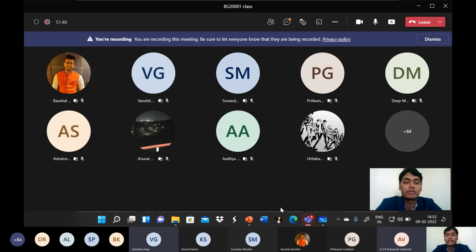What do you think? You can unmute yourself, no problem. So I asked that we have two types of proteins here. One is lac repressor and the other one is beta galactosidase. Out of these, which one do you think should be constantly turned on, always there in the cell, and which one is sometimes present and sometimes absent? That is the question.